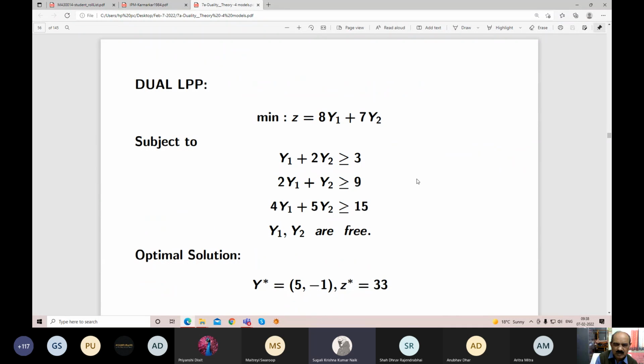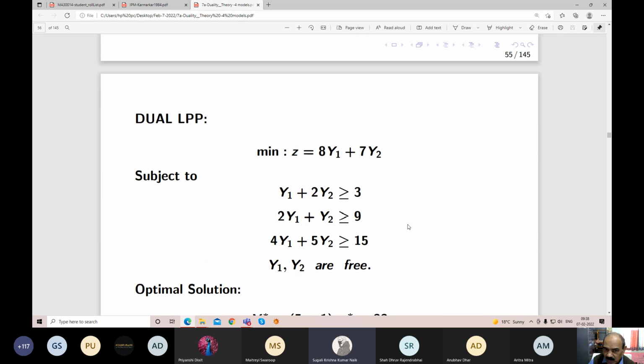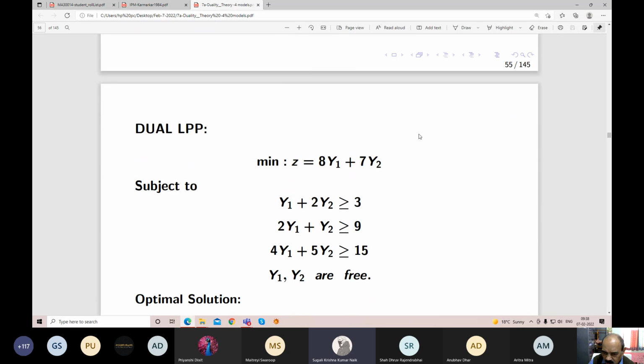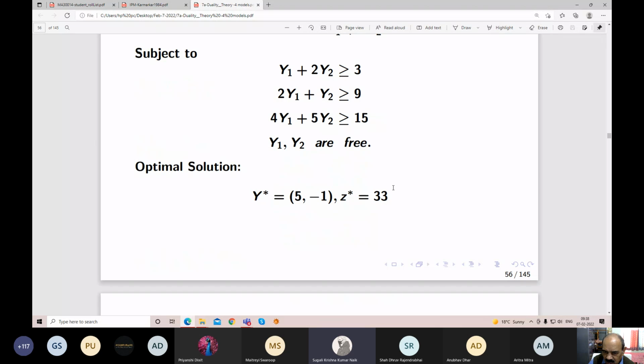And in this dual problem also, y1 and y2 are free variables. So if I substitute in terms of small y1, y2, y3, y4, this is my solution. And please remember, the value of the primal objective function is also equal to the value of the dual objective function. So that is also fulfilled. So the strong duality holds here.